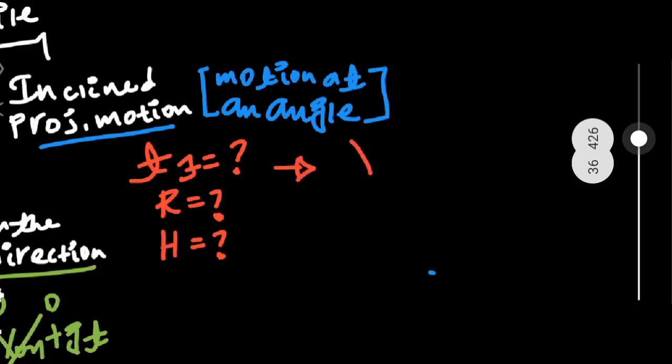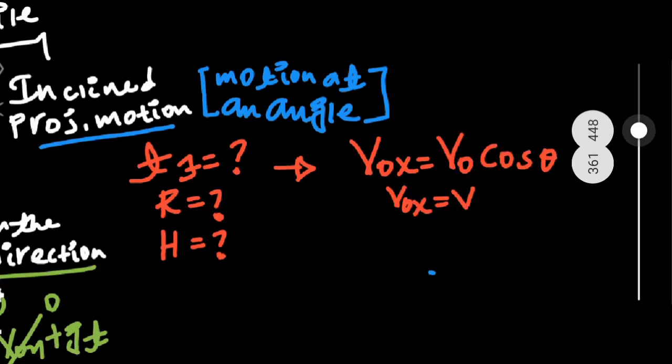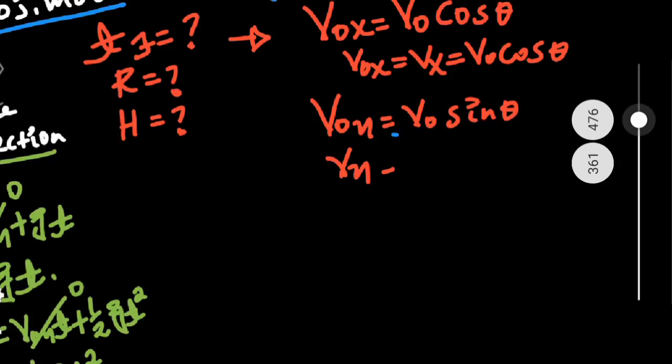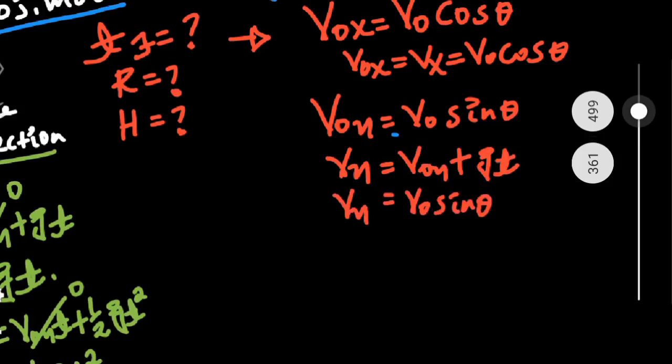So in order to find the time of flight, we have to find the vertical component and the horizontal component. The initial horizontal velocity is equal to v naught cos theta. This means v naught x is equal to vx, which means the final horizontal velocity is constant. The initial vertical velocity is equal to v naught sin theta, and the final vertical velocity is equal to v naught y plus gt, that is, v naught sin theta plus gt. Then we can find the time of flight from these equations.